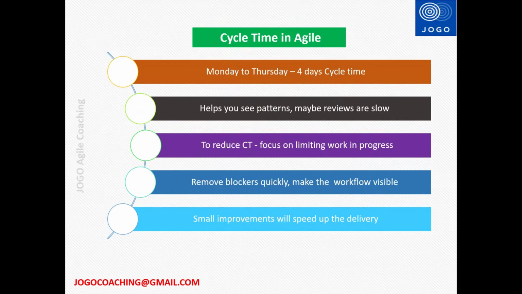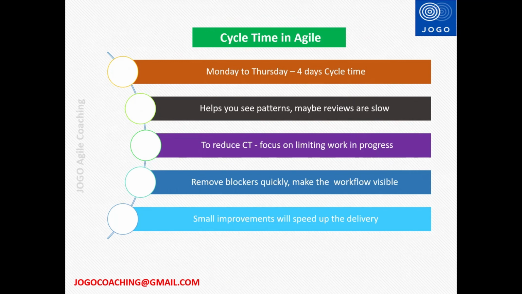Imagine your team picks up a user story on Monday and completes it on Thursday. That means the cycle time is 4 days. The team took 4 days to complete the work after starting on Monday. Tracking this across multiple teams helps you to see the patterns. Maybe reviews are slow, or maybe too many tasks are stuck in development.